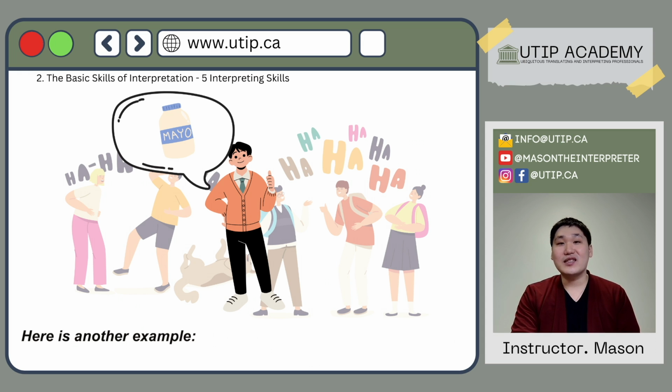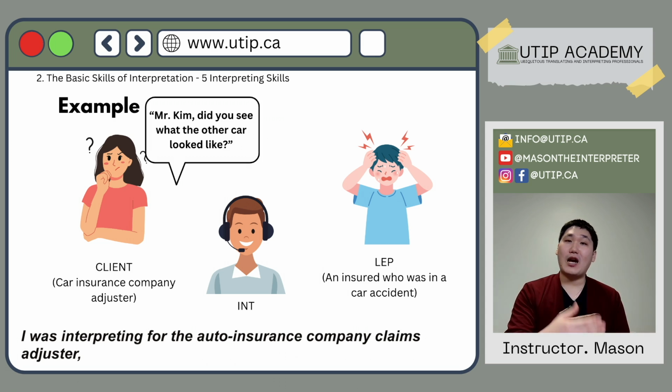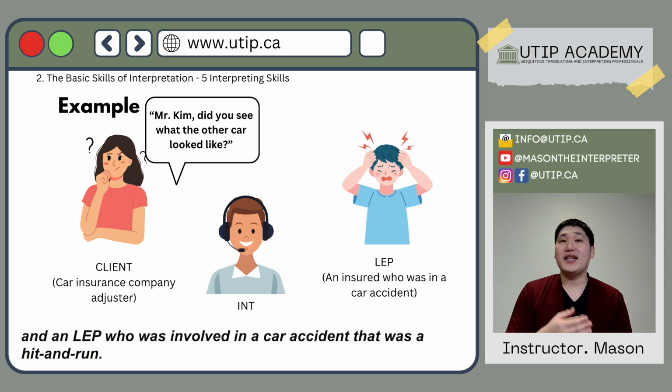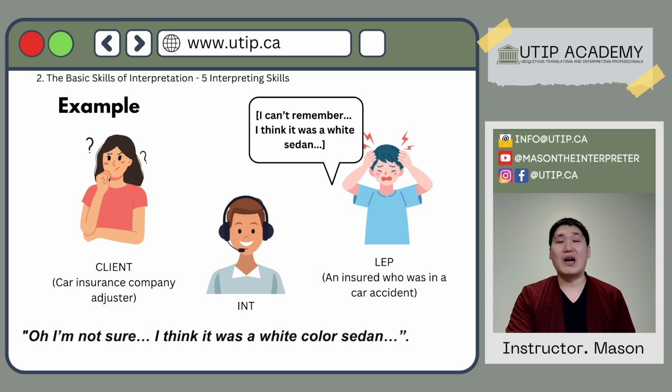Here is another example. When I was working as an interpreter, I had this call. It was an auto insurance call. I was interpreting for the auto insurance company, claims adjuster, and an LEP who was involved in a car accident that was a hit and run. When the client asked the LEP if he saw the other vehicle, the LEP says something like, "Oh, I'm not sure."